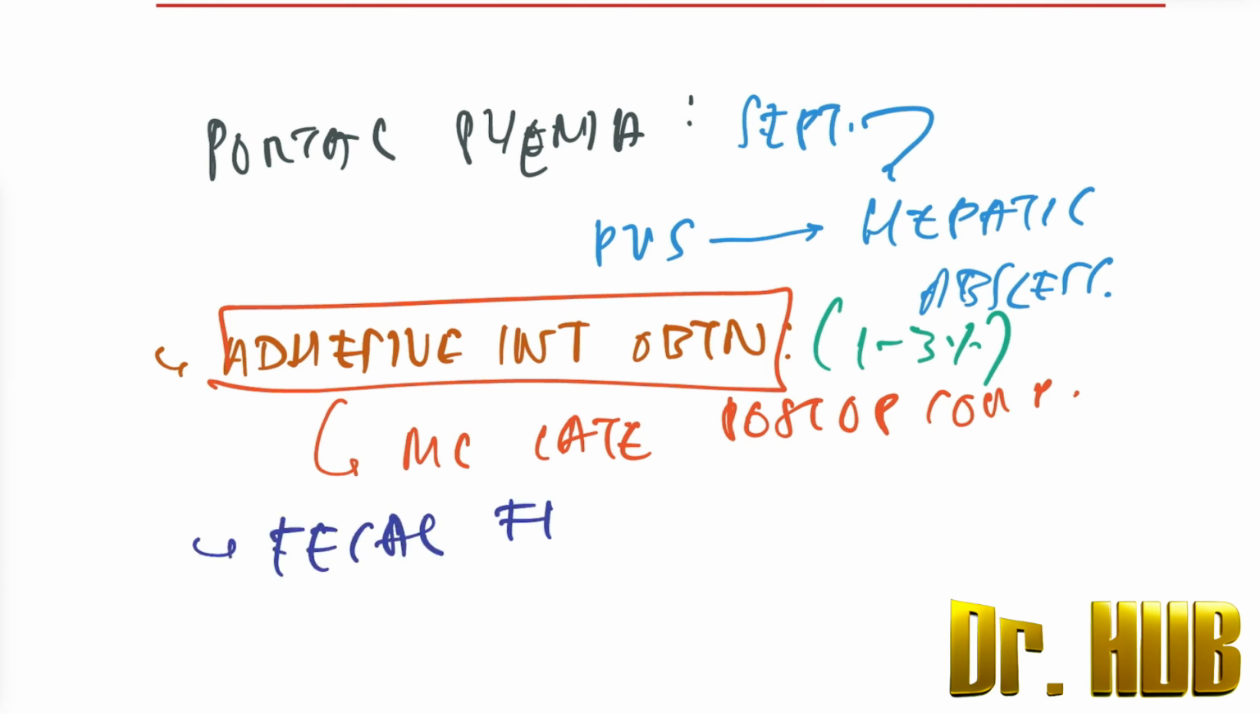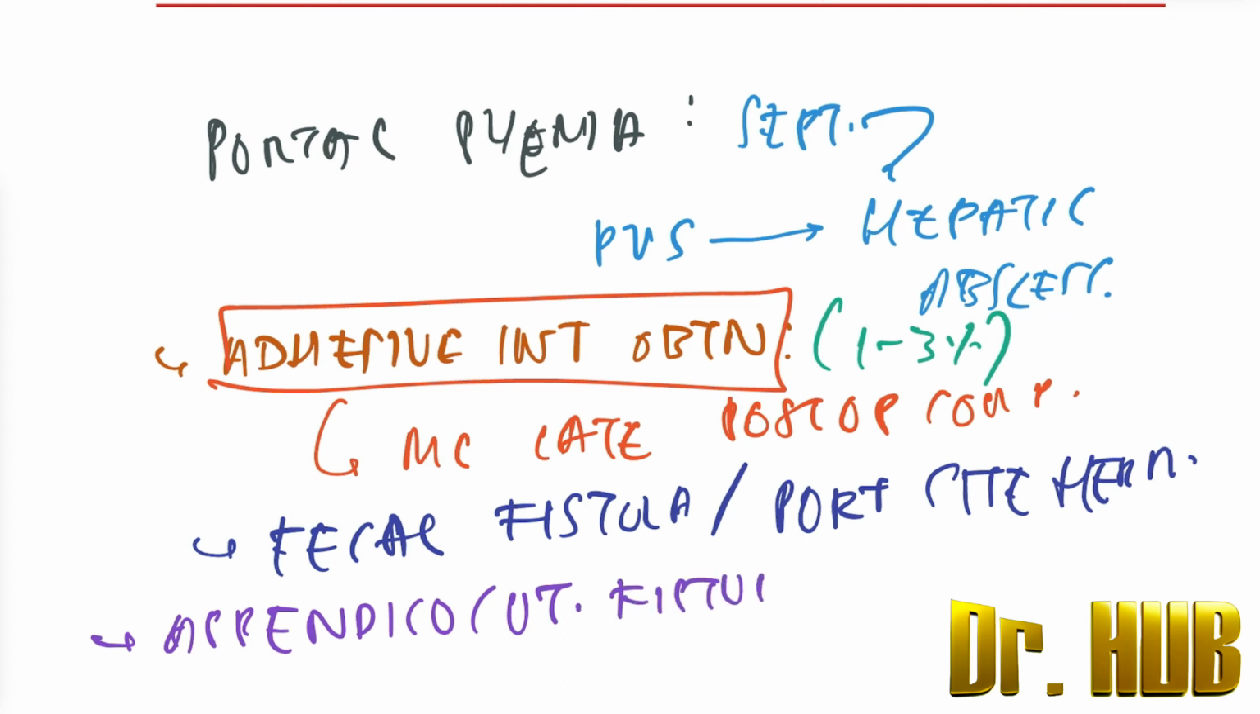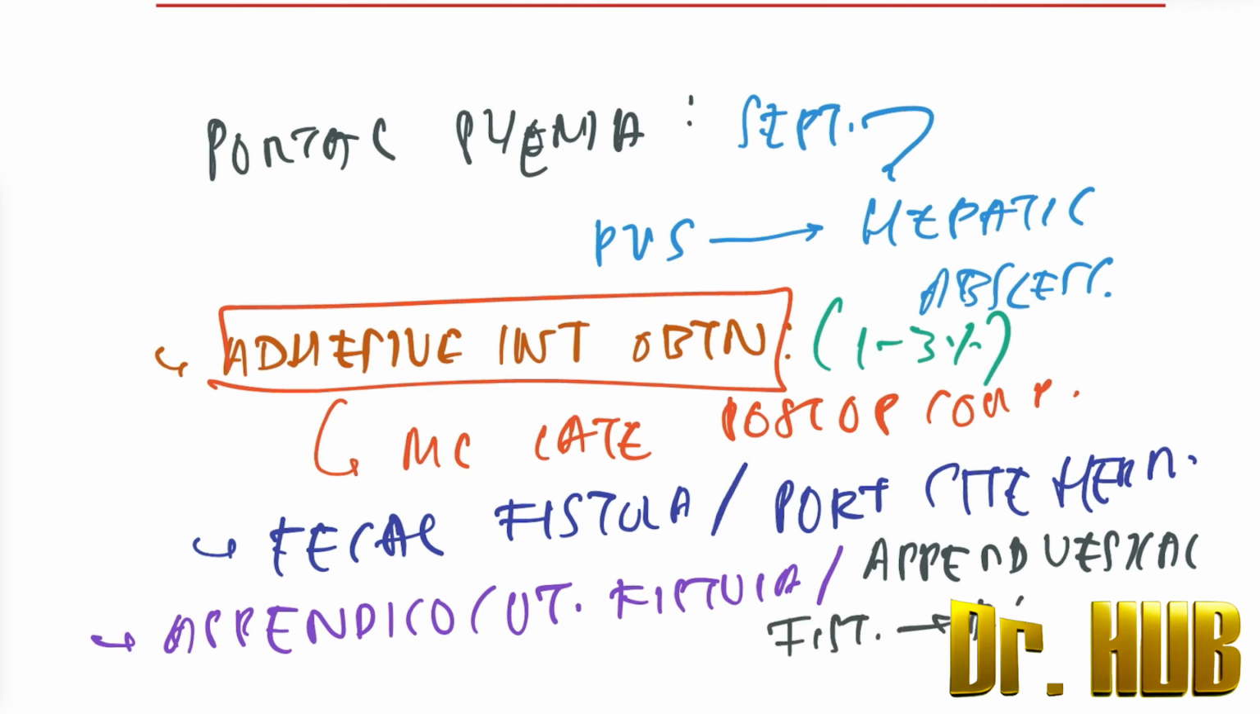Then comes the fecal fistula and port-site hernias, as well as the appendicocutaneous fistula or the appendicovesical fistula. So this is rare.